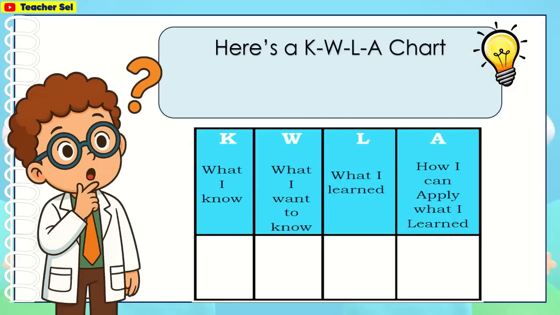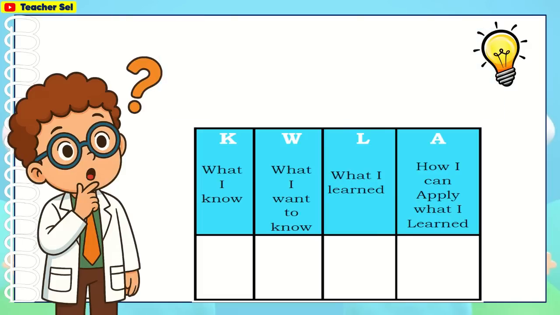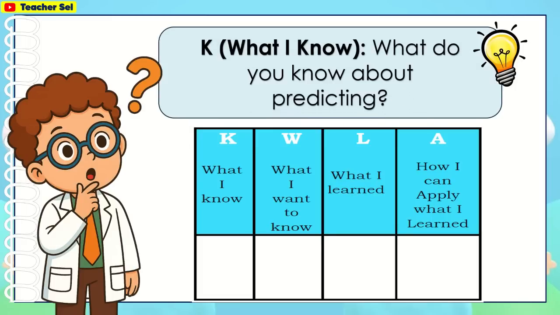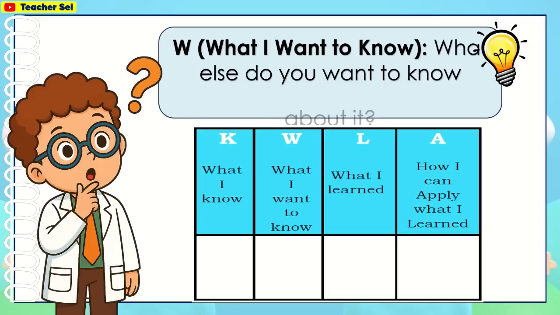Here's a KWLA chart to organize your ideas about predictions. K stands for what I know, W, what I want to know, L, what I learned, A, how I can apply what I learned. What do you know about predicting? What else do you want to know about it?